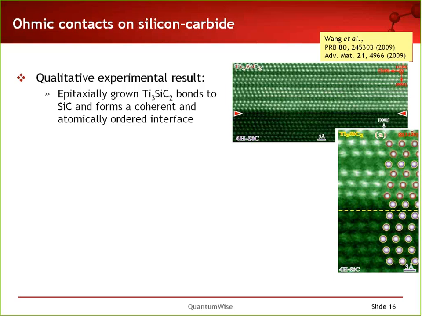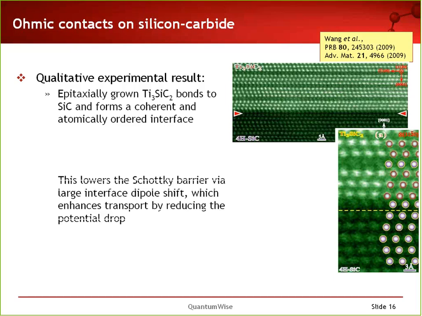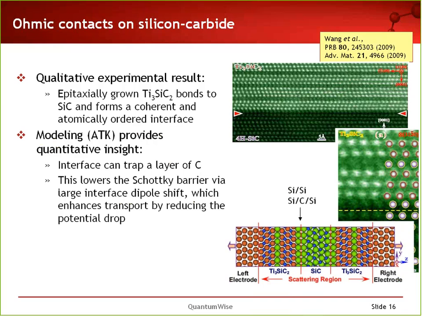But the question is now, the interface can actually trap a carbon layer. And this has been shown to modify the Schottky barrier. So the question is, can we, with modeling in some way, understand this? So we introduce two different models. We compute the case where we have a silicon-silicon interface or a silicon-carbon-silicon interface.